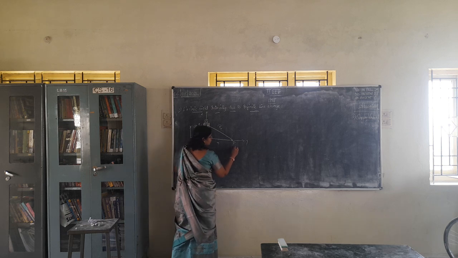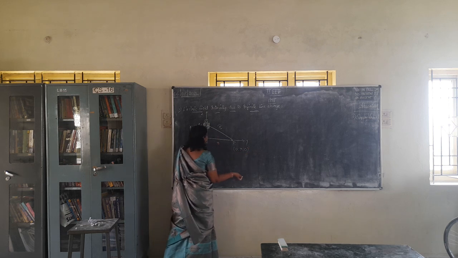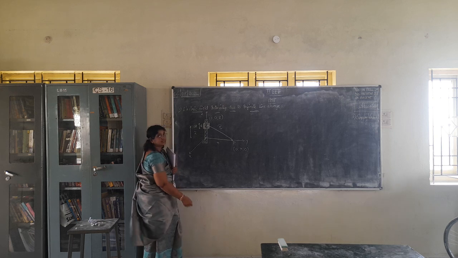So at point P we have x-axis value 0, y-axis value r, z-axis value 0. Similarly at point Q, x-axis 0, y-axis 0, z-axis value is z.